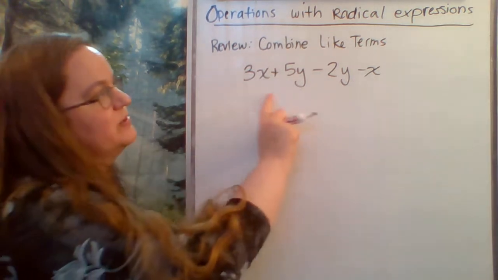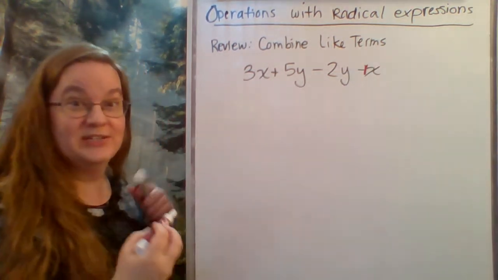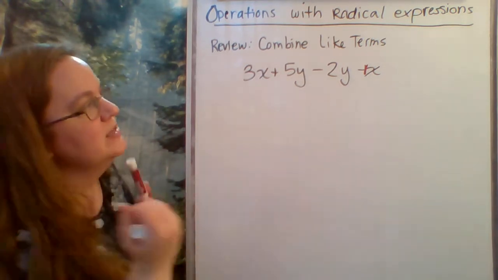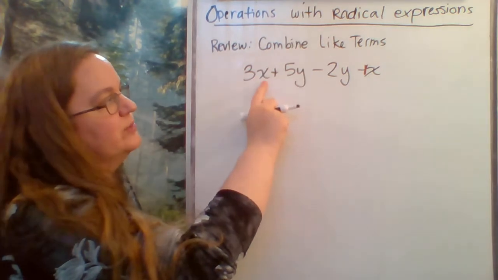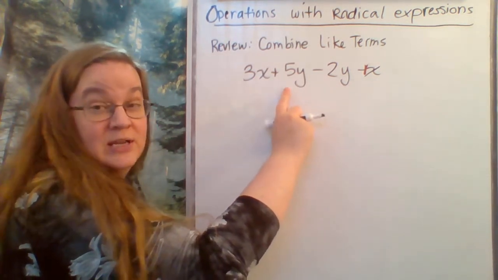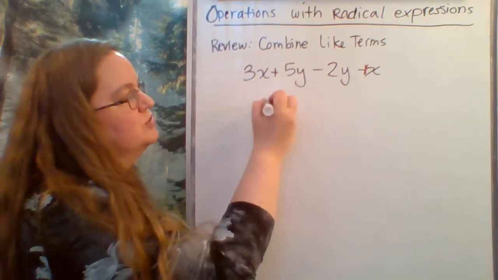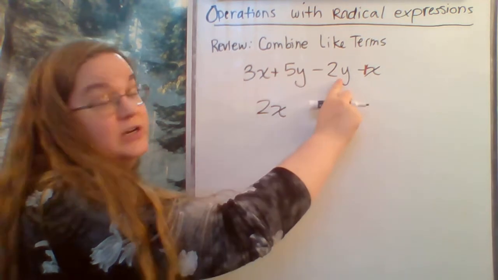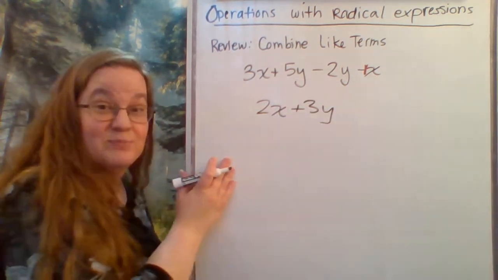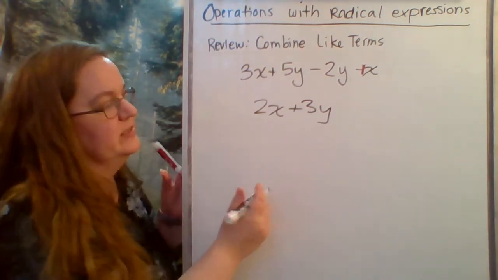So the first thing I want to remind you is that when I have just an x, that's the same as 1 times x, but 1 times x is x, so we don't usually write the 1. And so when I'm looking to combine, 3x can go with 1x, but not with 5y because they're different variables. So 3x minus x is 2x, and 5y minus 2y is going to be 3y. And so that would be my simplified expression using my rules for combining like terms.